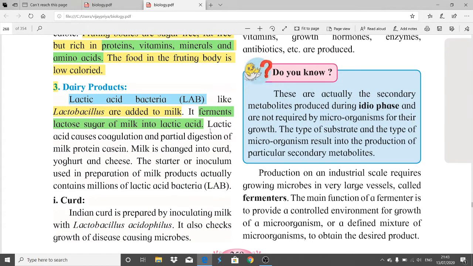Then this lactic acid, when it gets formed inside the milk, causes coagulation and partial digestion of milk protein, that is named as casein. Okay, so there is partial digestion of this milk protein. That means there is some conversion which occurs inside the milk. So milk is changed into curd.